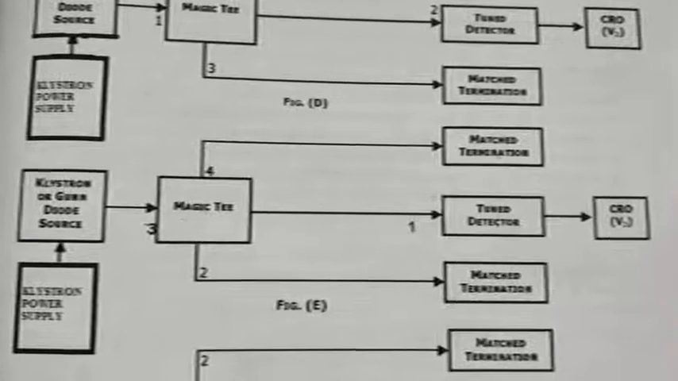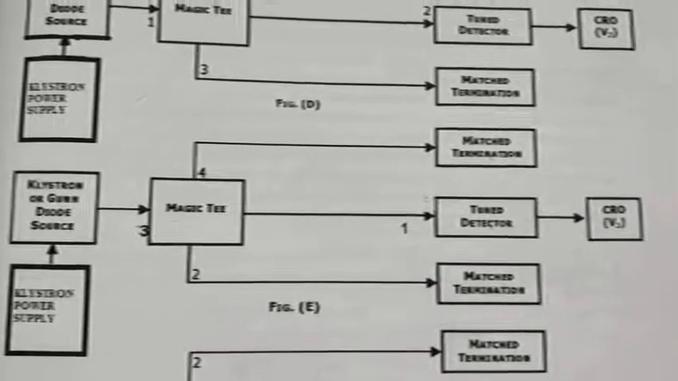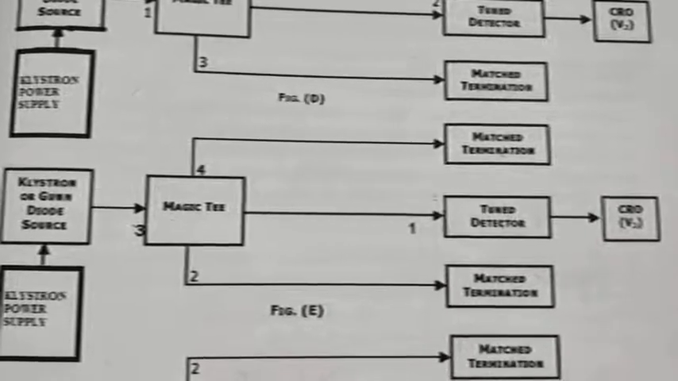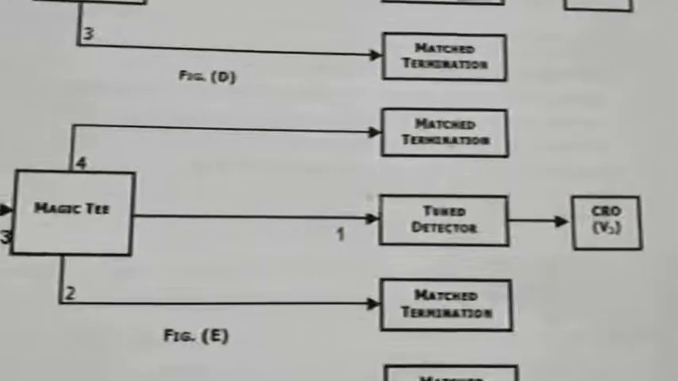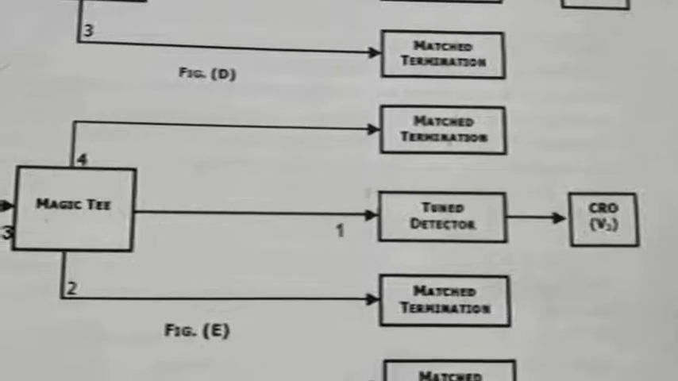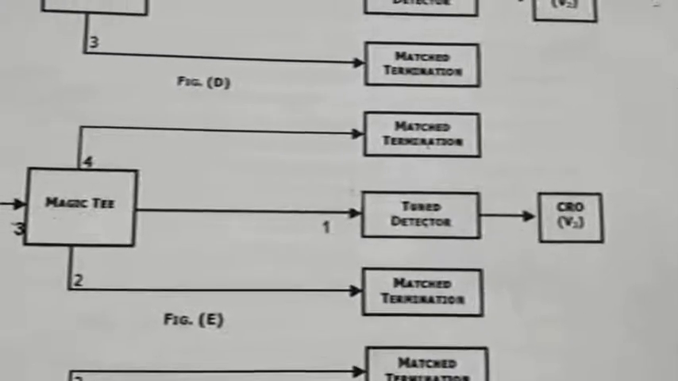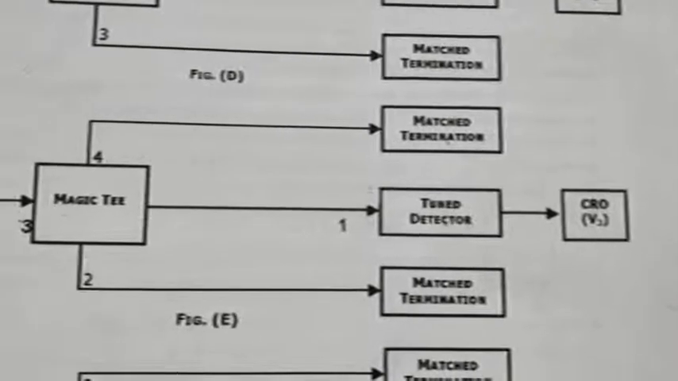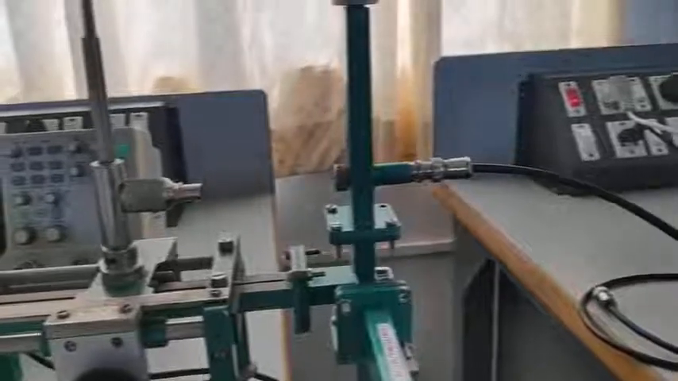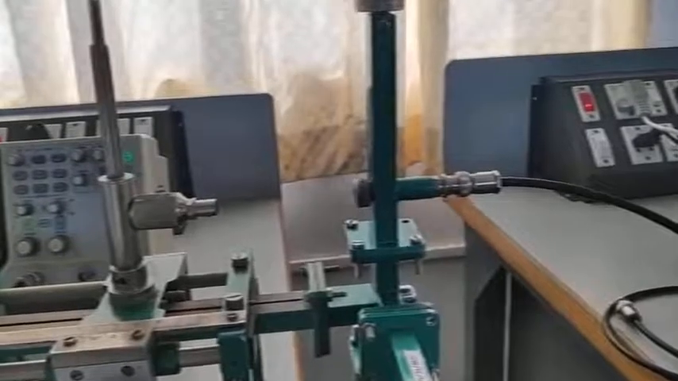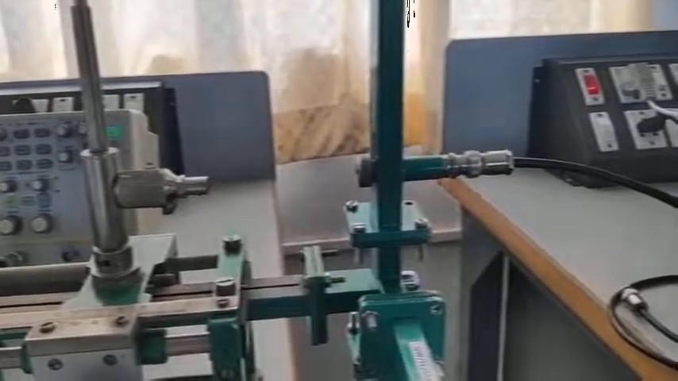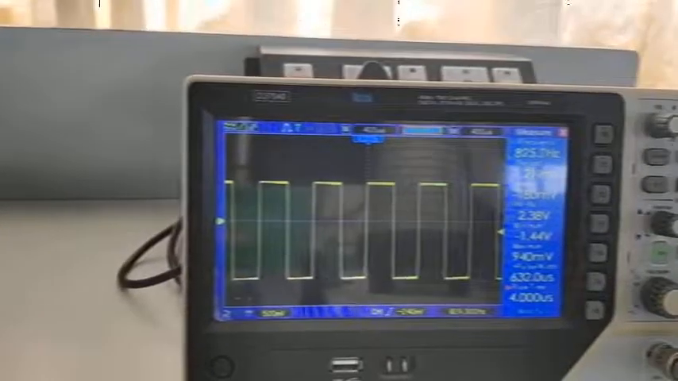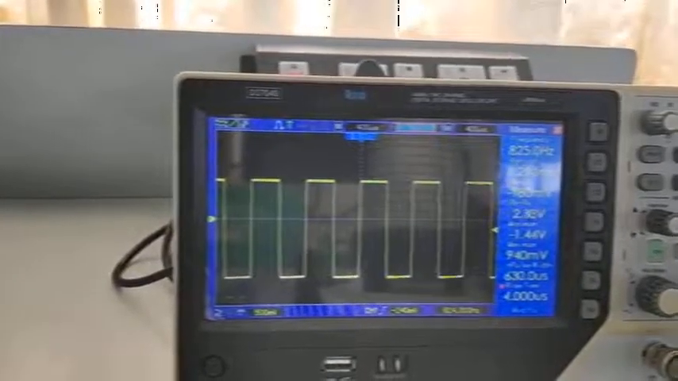Similarly, to measure the voltage V3, we need to connect port 3 to the input. Now port 3 is connected to the input. Replace the match termination of port 1 and connect the detector in order to measure the voltage V3. I have connected the detector to port 1 and measured the voltage V3. The peak to peak voltage here is 2.38 volt. That is voltage V3.